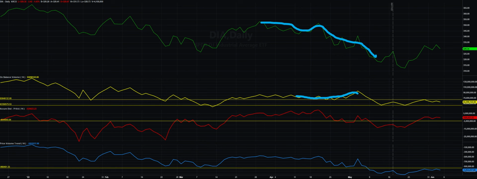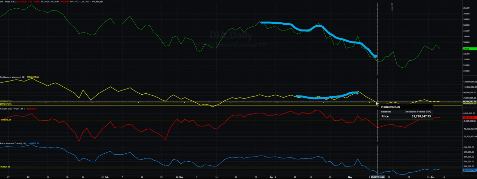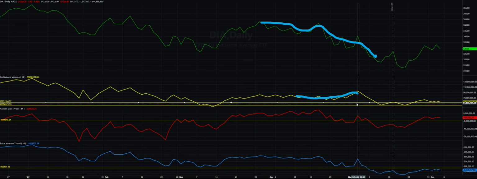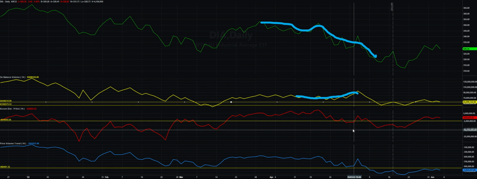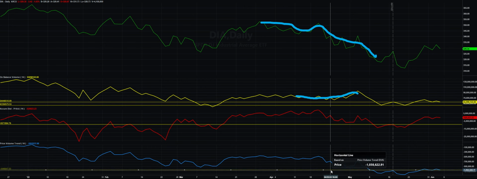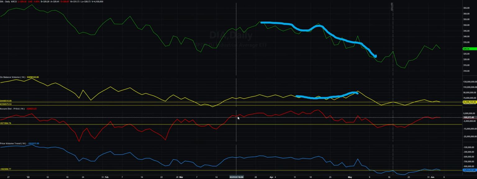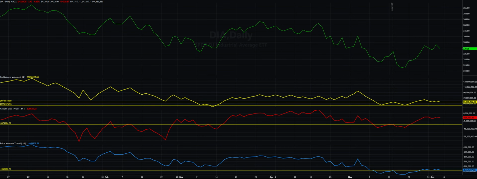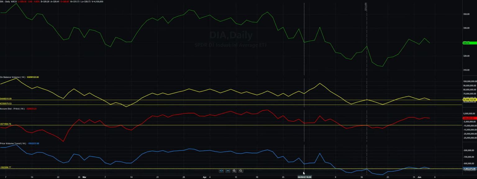What we need to do is adjust this line. It got off a little bit, so let me bring that down to the prior high. Then bring down this line on the accumulation distribution and the price volume trend. Let me bring that down to the prior high too. Now let's expand this a little bit so we can see it, and then zoom in.